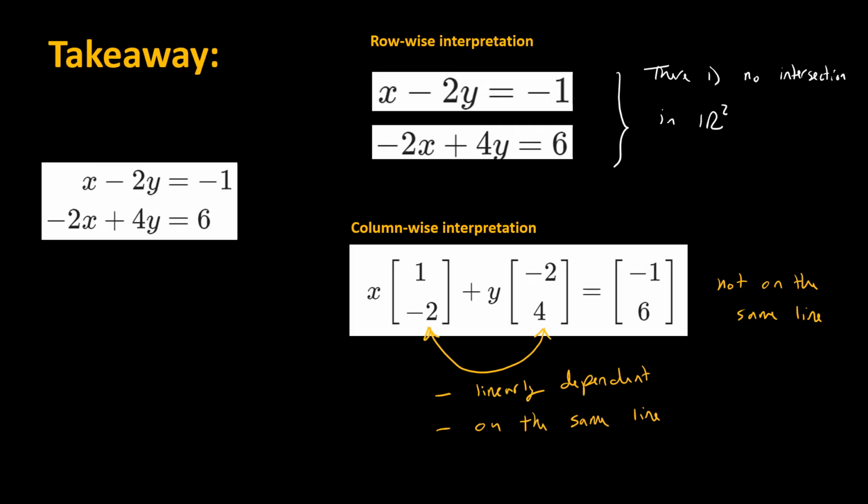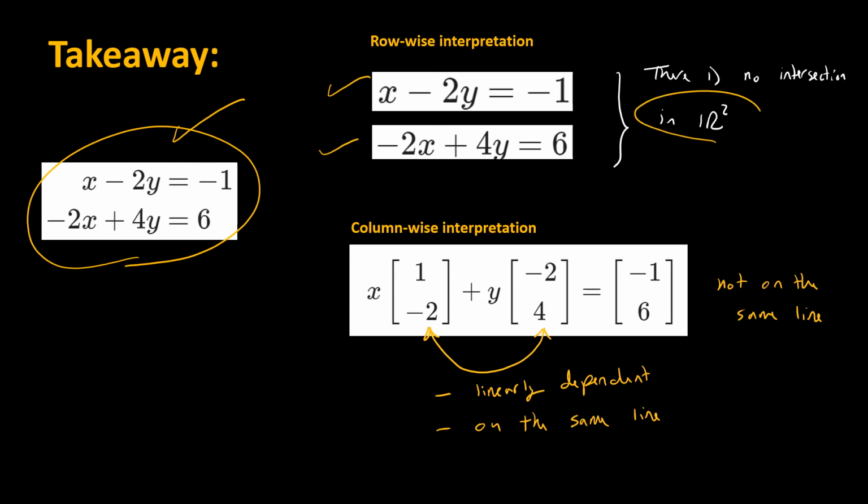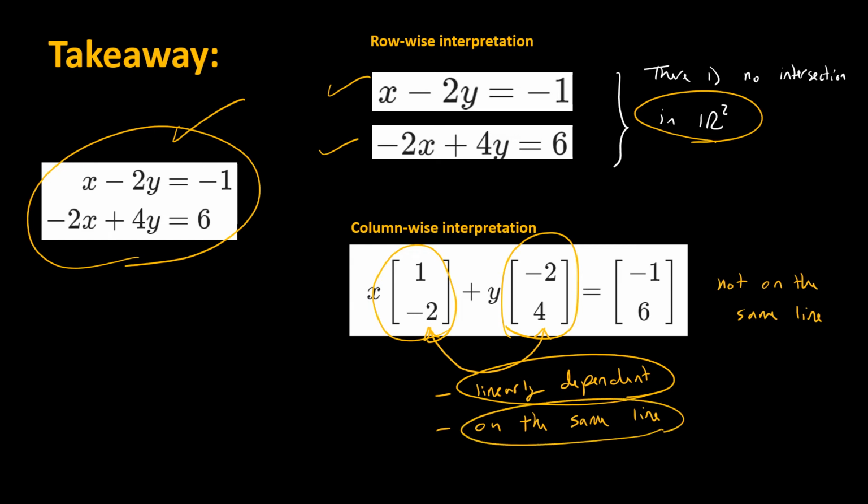So what is the takeaway? The takeaway is that for a system of linear equations that is inconsistent in R2, which is this system that we are dealing with, two lines as the Rowwise interpretation have no common intersection in R2, and the Columnwise interpretation means that coefficient vectors, this one and this one, are linearly dependent, and they define a line, and they are on the same line.